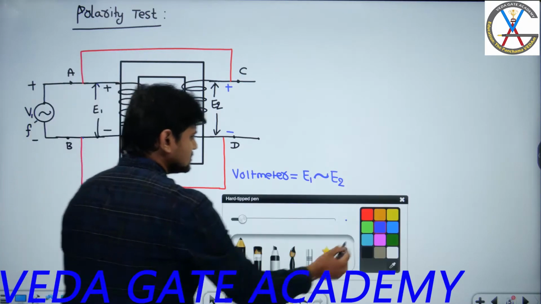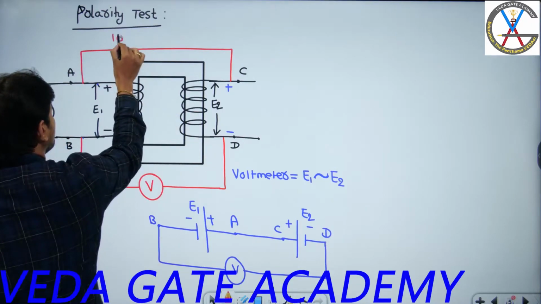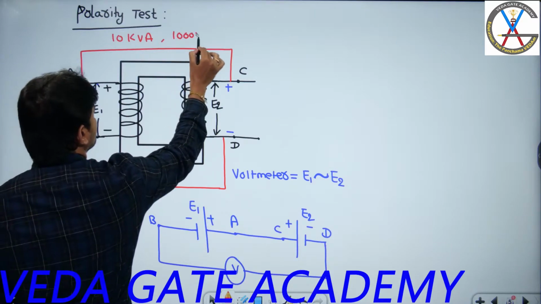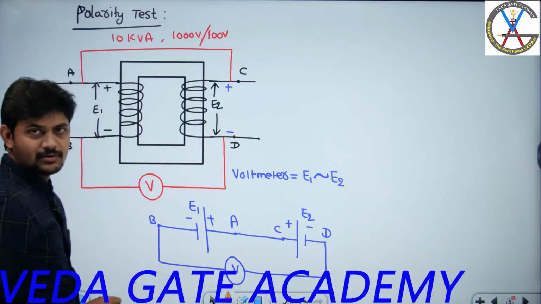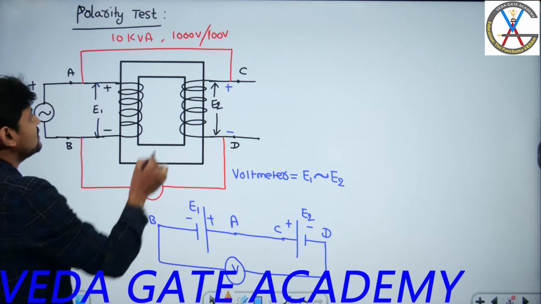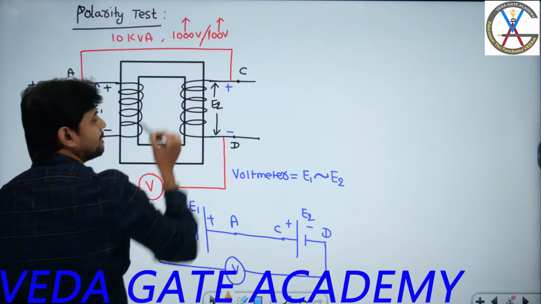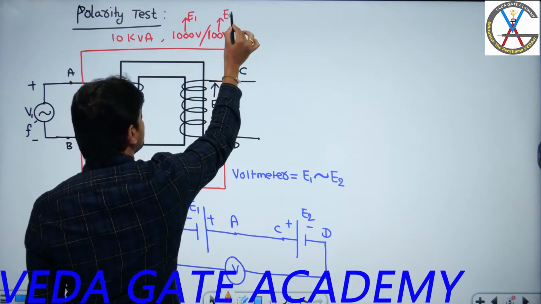So that means, for suppose a particular transformer is there. I have given a transformer to you, that means you have purchased a 10 kVA, 1000 volts by 100 volts transformer. Let us assume this is connected to the source and this is connected to the load. So the primary induced EMF is E1 and the secondary induced EMF is E2.